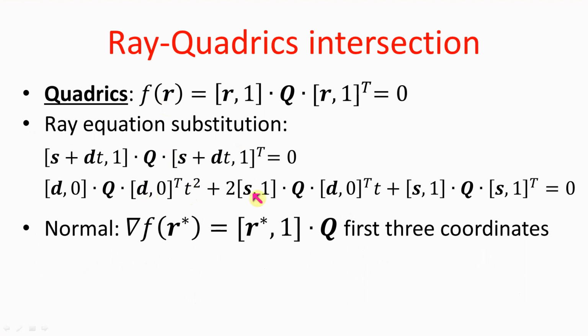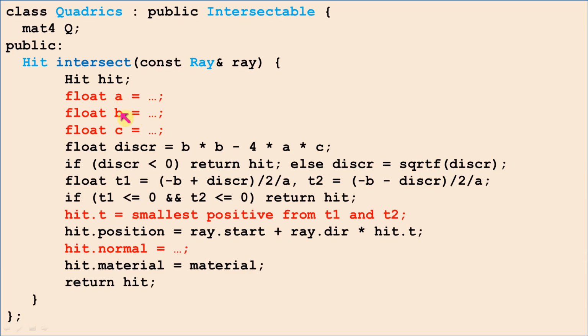This is nothing but the evaluation of these three quadratic forms. If a, b, c are available, we can use the solution formula for quadratic equations. First, we have to determine whether the discriminant is negative or not, because if the discriminant is negative, there is no real solution. So we return with the Hit structure. In the Hit structure, the ray parameter is initialized to -1, so it indicates that this ray doesn't intersect the quadrics because there is no solution in the quadrics ray intersection problem.